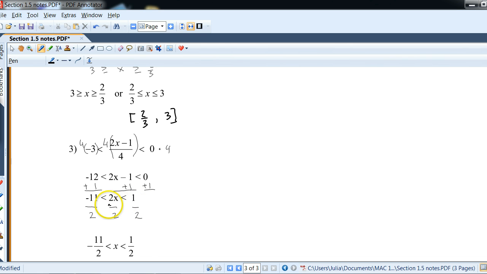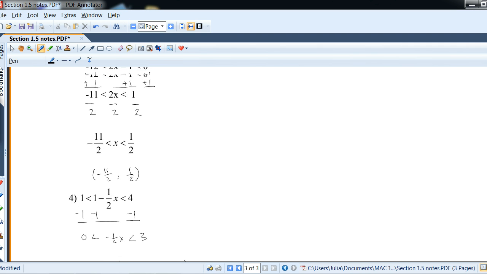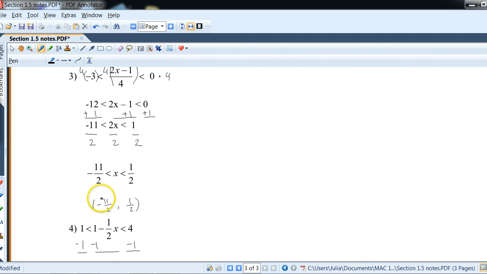And then we divide by 2. Notice we do get fractions, but that's okay. -11 over 2 less than x less than 1/2. And so that's the last one, and here we get the interval notation with parentheses because of the strict inequalities.